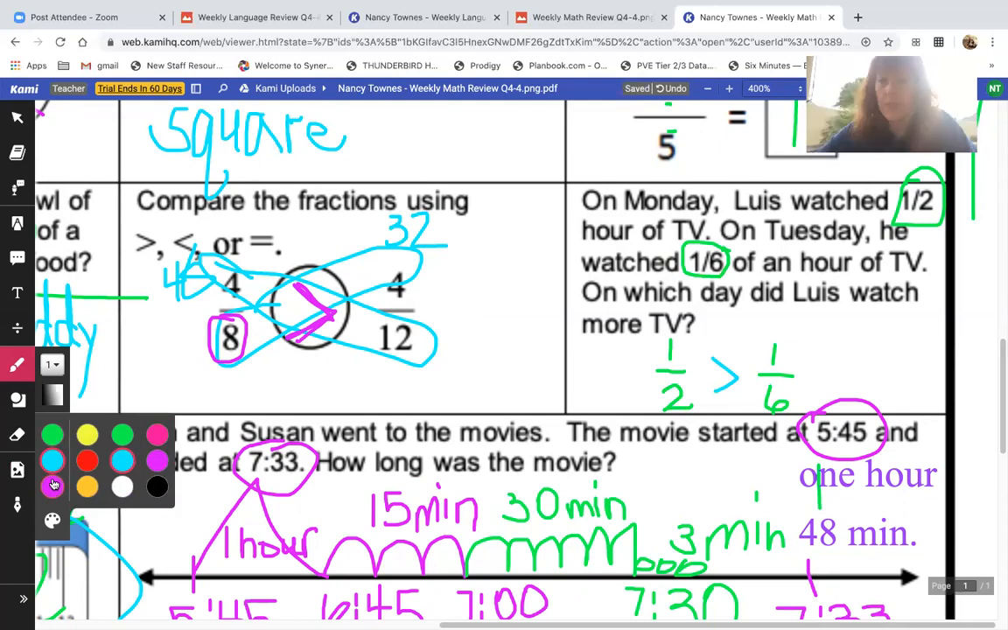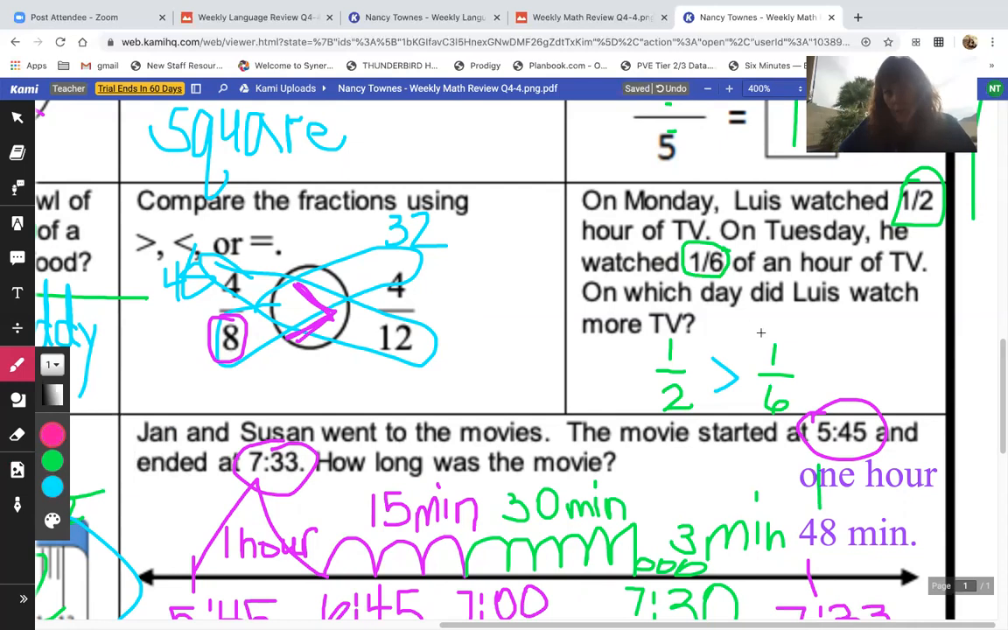Also, if you wanted to try the good old butterfly, we could compare them by multiplying 2 times 1. And then we could multiply 1 times 6. And I know that 6 is greater than 2, so that's a way to double check it. They're both greater than. So 1/2 is a bigger fraction.